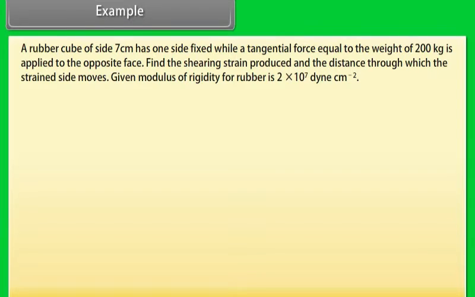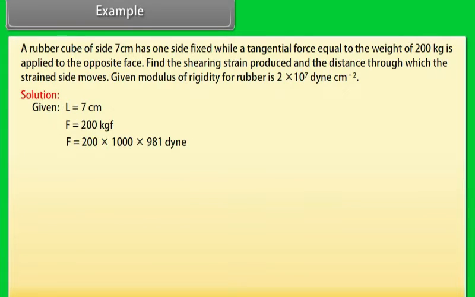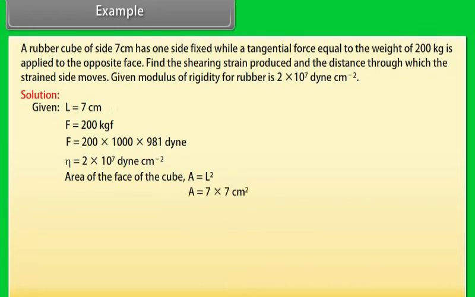Let's see the solution. Given value: L is equal to 7 centimeter and F is equal to 200 kgf. Converting the value of F into dynes, we get F is equal to 200 into 1000 into 981 dyne. Eta is given by 2 into 10 raised to the power 7 dyne per centimeter square. We know that area of the face of the cube A is equal to L square. Putting the values of L into above equation, we get A is equal to 7 into 7 centimeter square, which is equal to 49 centimeter square.